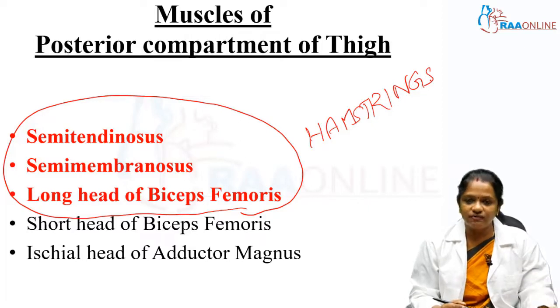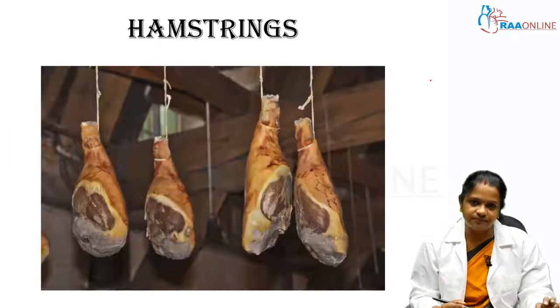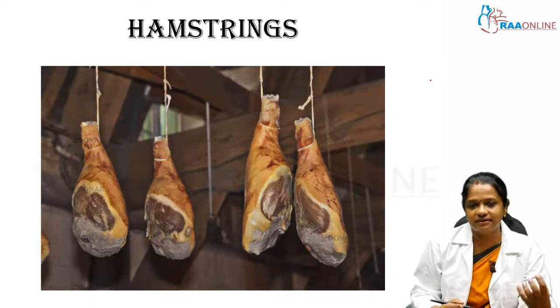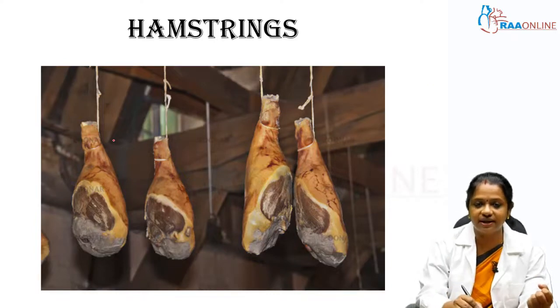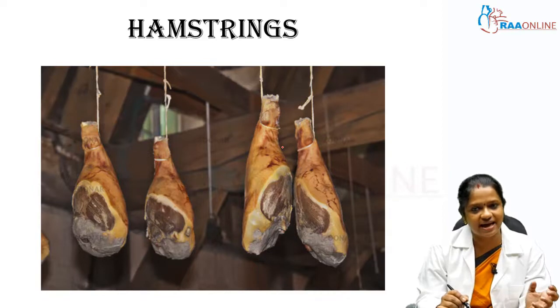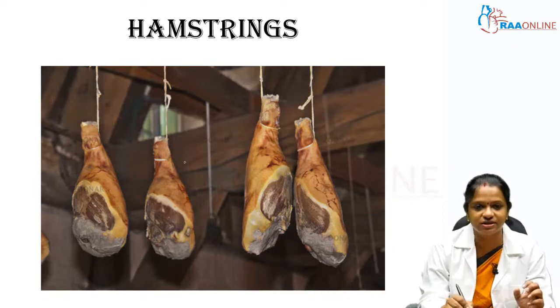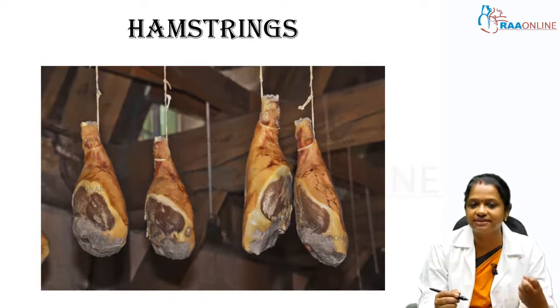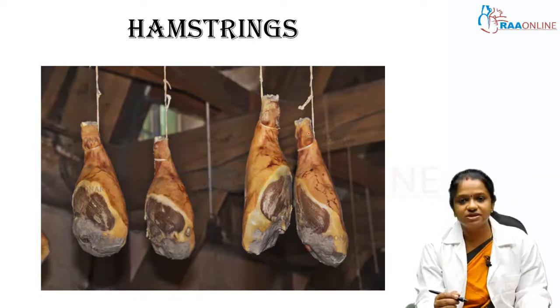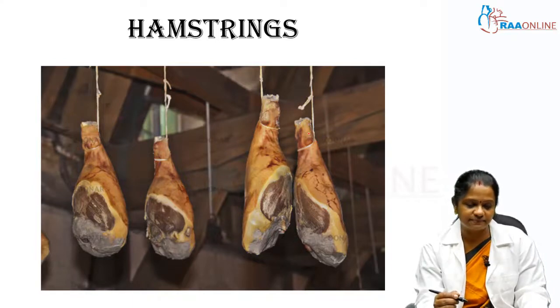Why are we calling it hamstrings? Ham, the thigh part of the meat, is hung in the butcher shop by means of the tendons of these muscles. So, these muscles are called hamstrings. These are the tendons of the muscles of the posterior compartment by which the thigh part of the meat is hung in the butcher shop. So, these muscles are called hamstrings.